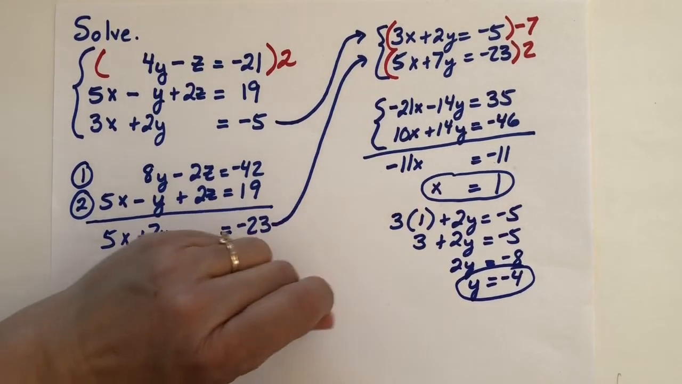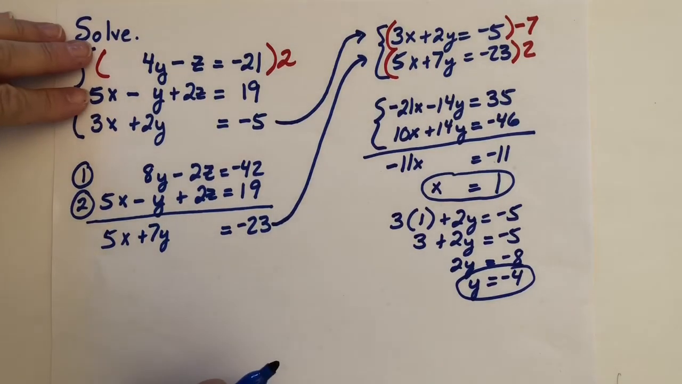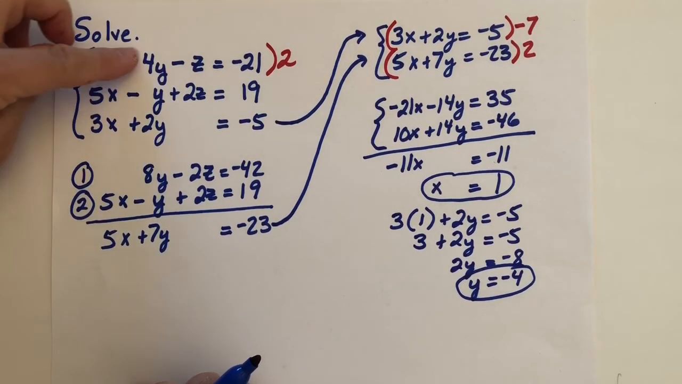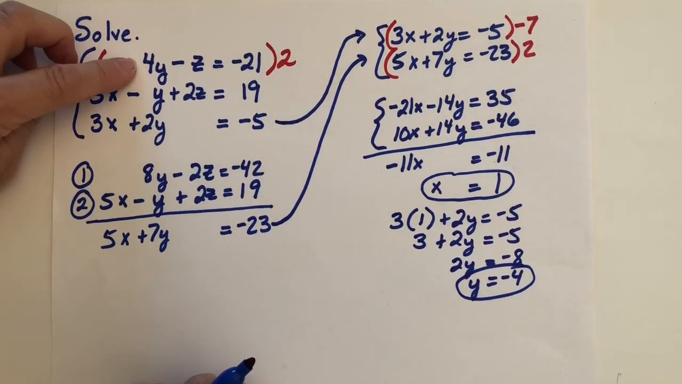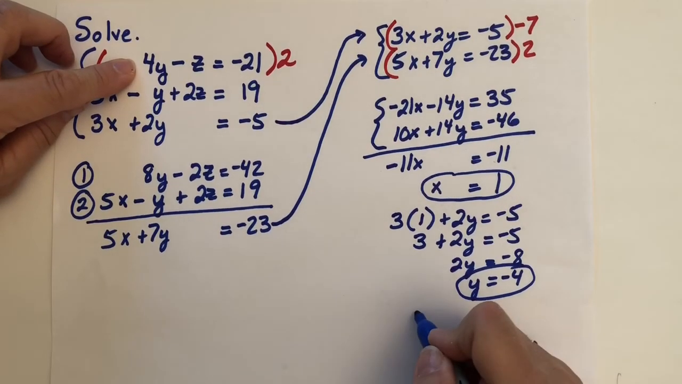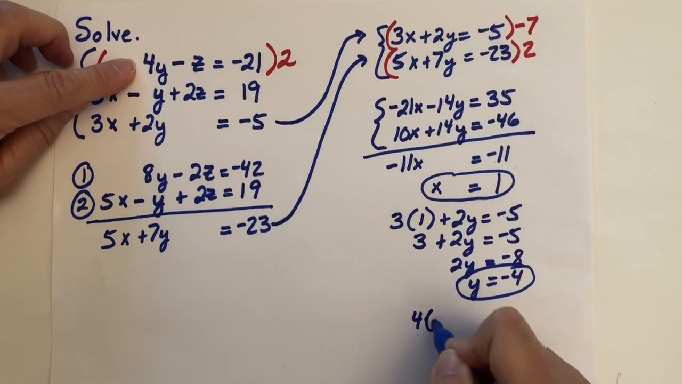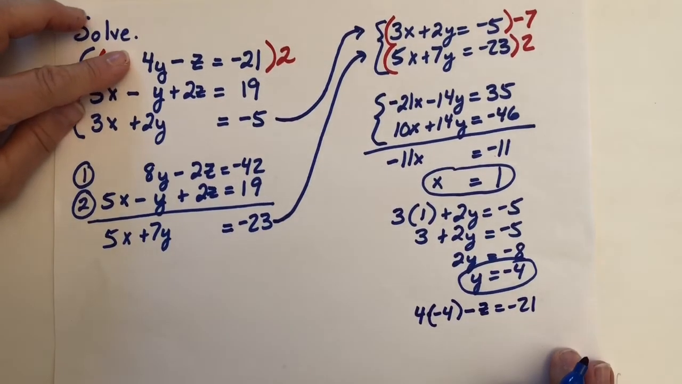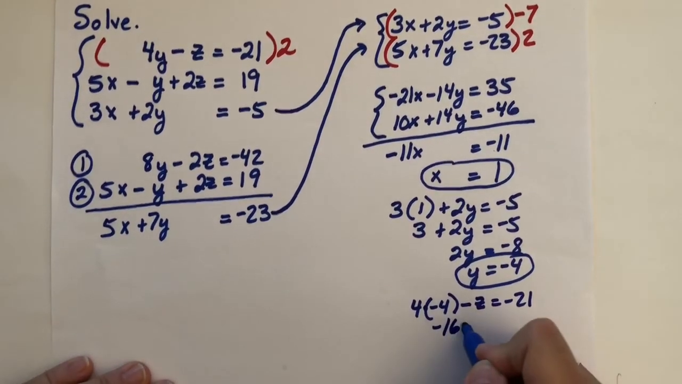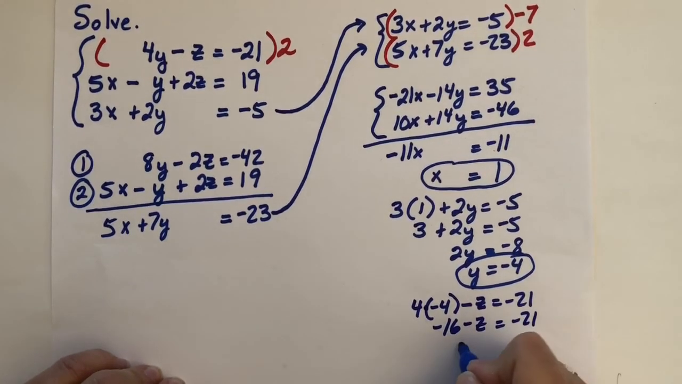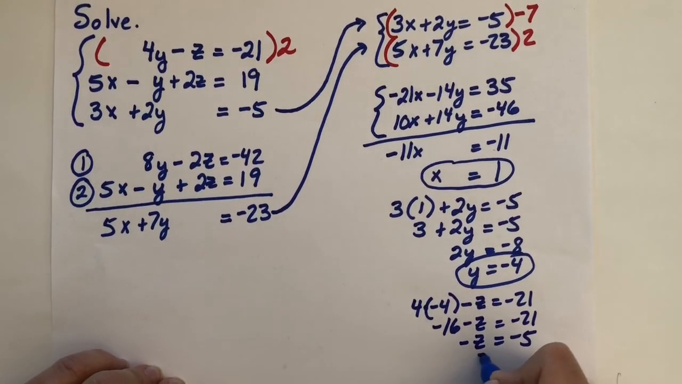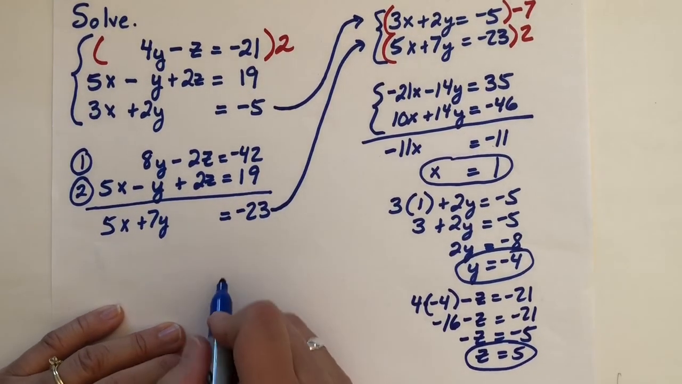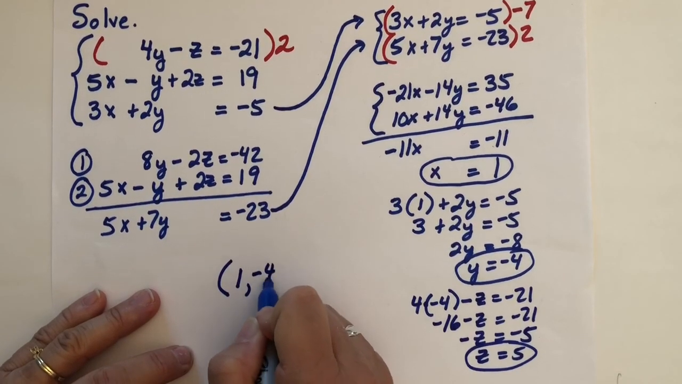And last we need z. So I come back to this system here. And I can grab either of these 2 equations to solve for z. I think I'll use this first one. So we have 4 times y minus z equals -21. So we continue to solve. And we end up with z equals 5. So our solution to this system is 1, -4, 5.